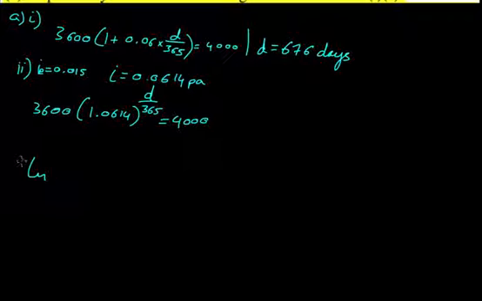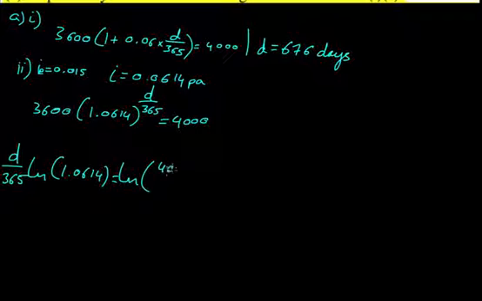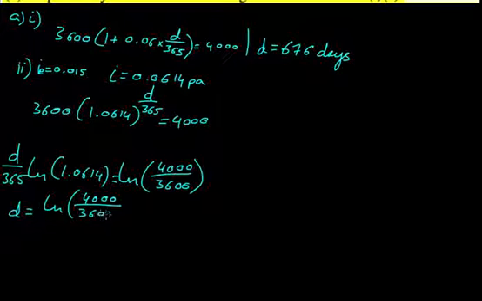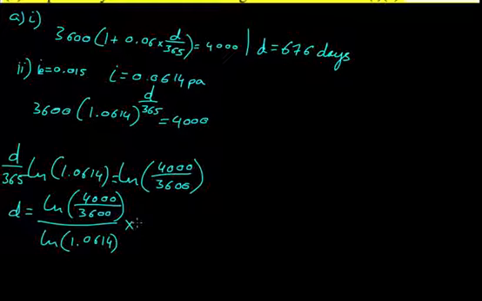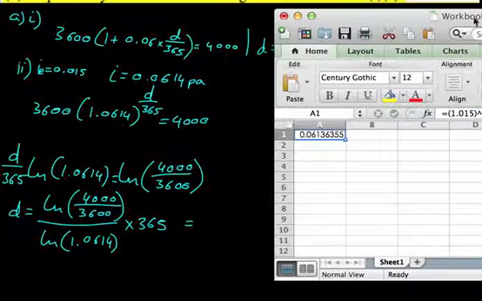So we're going to get D on 365 times ln of 1.0614 equals the natural logarithm of 4,000 on 3,600. We can divide the logs and then times it all by 365, so it'll be ln of 4,000 on 3,600, divided by ln of 1.0614, times 365. Of course we can simplify things here, but I have no problem doing it like this, and that'll give us our D value. So let's find out what that is.